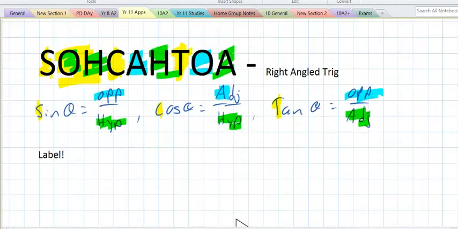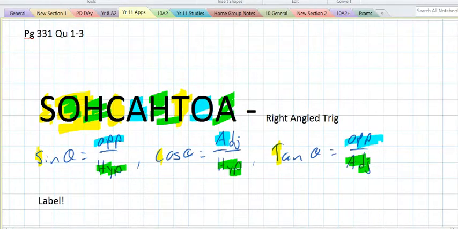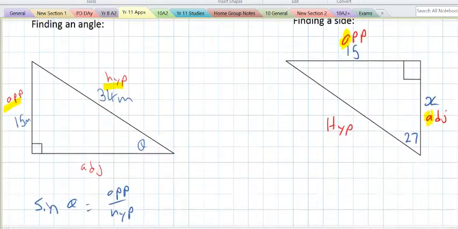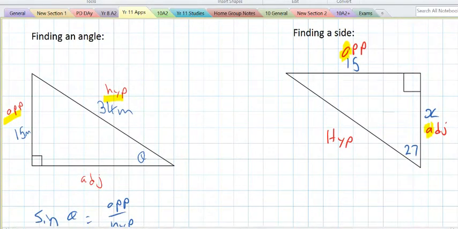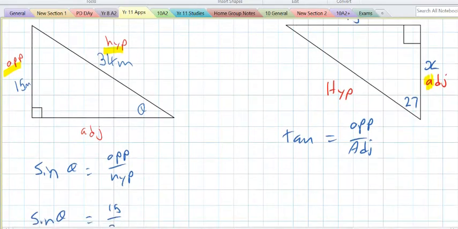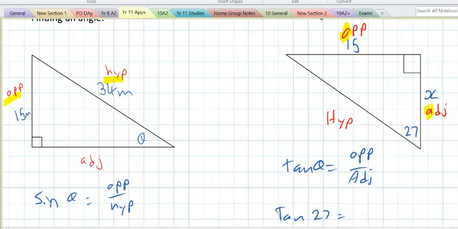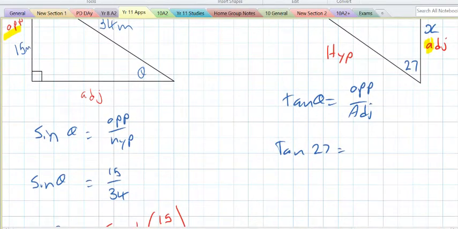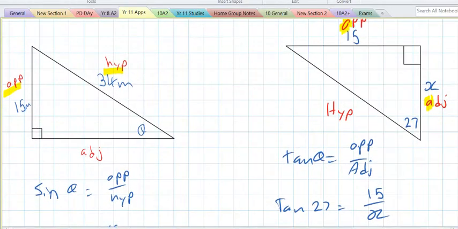We look up the top for SOHCAHTOA and notice that this one here has an O and an A, so we're using tan. Tan equals opposite over adjacent. Then substitute numbers in, and sorry, tan theta. Tan 27 equals opposite, which is 15, over adjacent, which is x. 15 over x. X is the unknown.